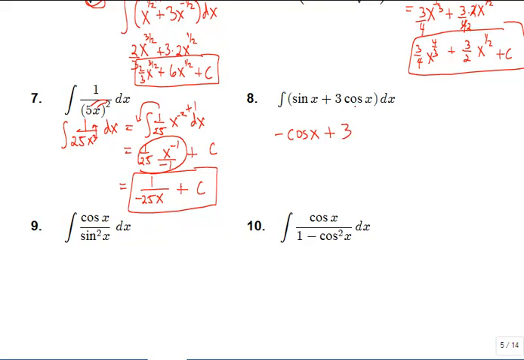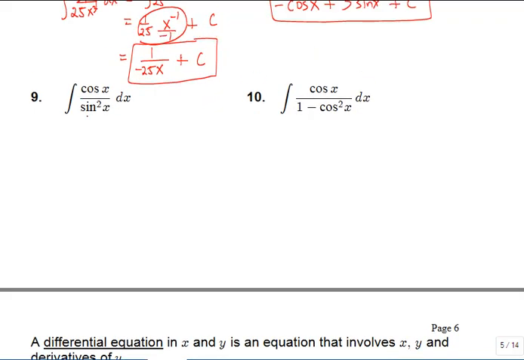What function has cosine as its derivative? That is just sine of x. The derivative of sine is positive cosine, so I don't need any negatives to balance anything out. Put a plus c on the end, and we have our answer.